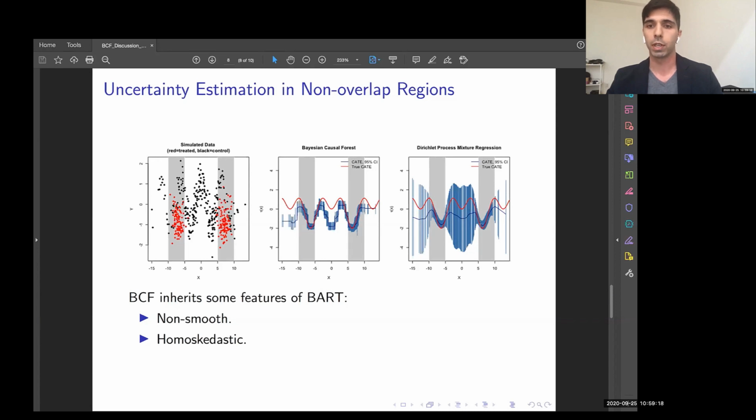So if you use something like a Dirichlet process mixture, which is smoother, or even a Gaussian process regression, not that these methods don't have their own shortcomings, you see that the uncertainty actually varies wildly. So it increases in the non-overlap regions, it decreases in the overlap regions, and maybe this is a more desirable behavior to have as far as overlap is concerned.